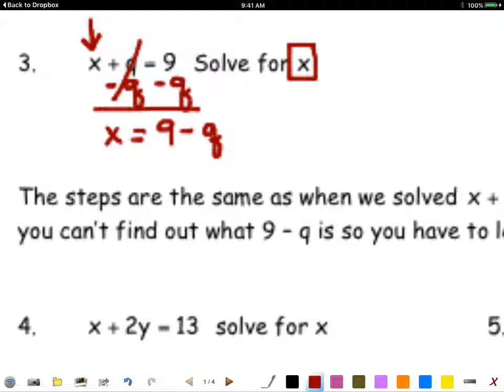Okay? Now, there is another way we could write that would be equivalent. So I want you to write or. Can somebody tell me another way we could write that would be equivalent to 9 minus q? Nolan? No? Bryson? Q minus negative 9.